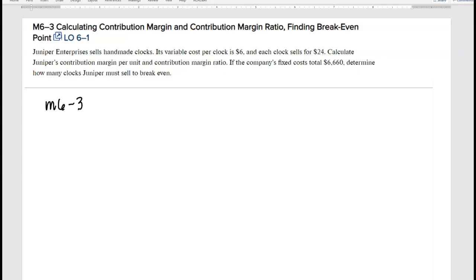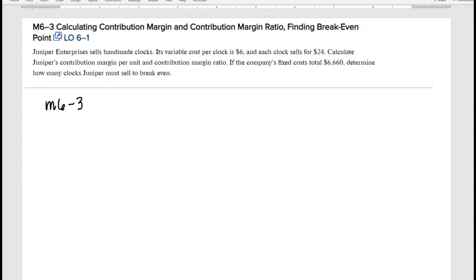We're talking about a company that sells clocks. Their variable cost per clock is $6 and each clock sells for $24. We're asked to calculate the contribution margin per unit and the contribution margin ratio. And then we're given the fixed costs and asked how many clocks they must sell to break even.